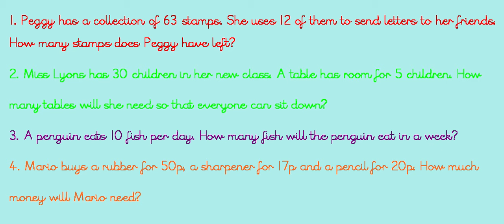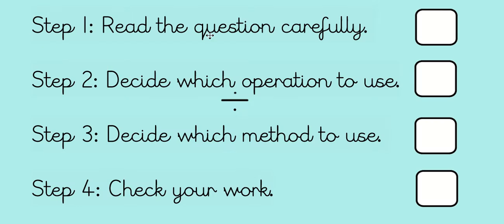Before we get started, let's have a look at those 4 steps that we're going to need to do even more carefully today, because we've got a range of different types of word problem. Read the question really carefully. There are clues in the question to help you decide which operation to use, which is step 2. So without step 1, you're going to find step 2 very, very tricky, aren't you? It's going to be a range of different operations.